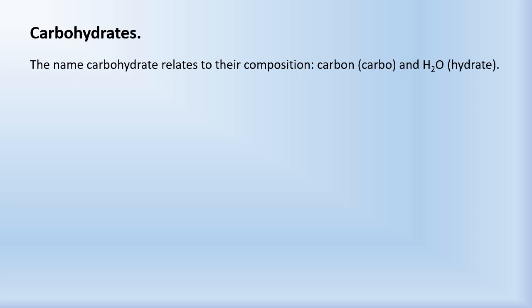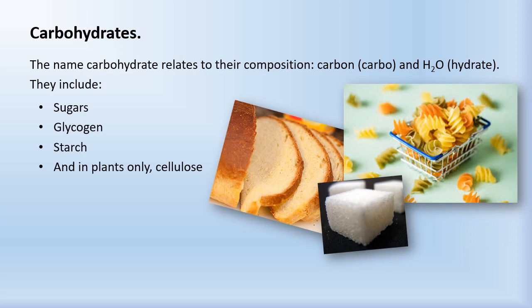The name carbohydrate relates to their composition. So you have carbo for the carbon, hydrate for the water component. Carbohydrates form only about 3% of the body's organic matter, but they play a really central role in the chemical reactions that provide cells with energy. They're classified according to the size of their molecule. They include things like sugars, glycogen, starch, and obviously not in humans, cellulose.